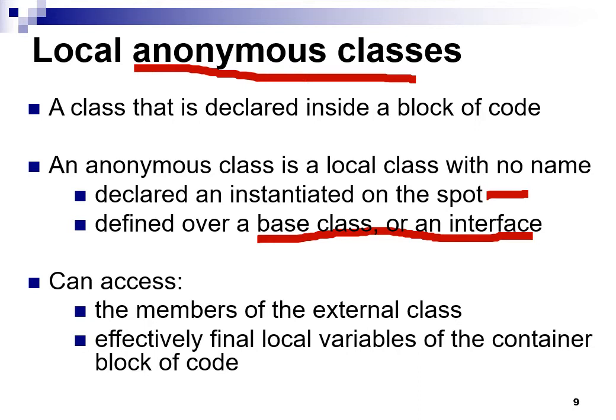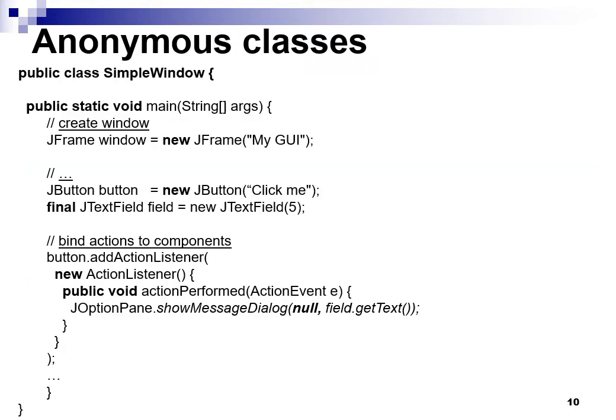Well, you can declare methods inside that can access members of the external class and can use local variables in a constant way, so you cannot change those variables inside the anonymous class. Why would you like to use an anonymous class? Well, it's very handy, for example, when you build graphical user interfaces using Swing.